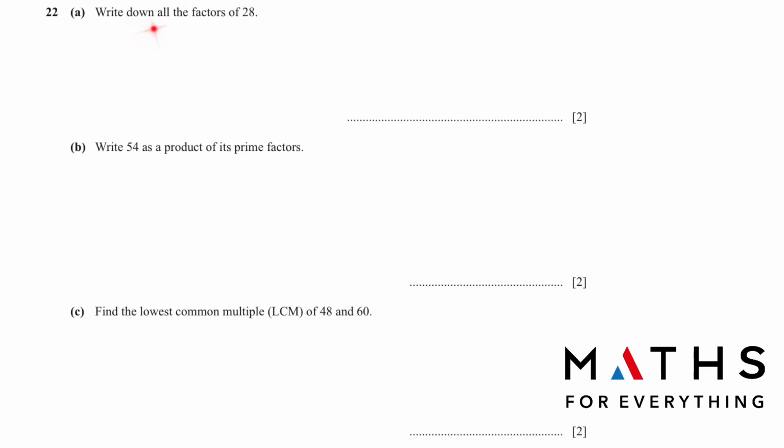Question number 22a, write down all the factors of 28. Always for factors, start with 1. 1 multiply by 28. Then on the side, write 28. You don't need to write on the side, directly in the calculator. 28 divided by 2 is 14. So the other factor is 2 multiplied by 14.